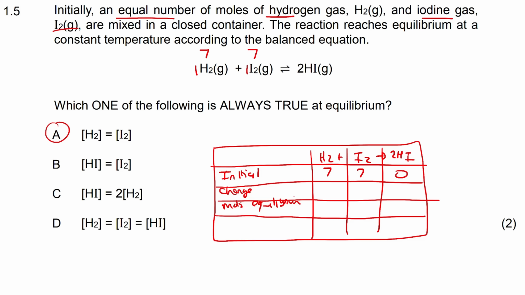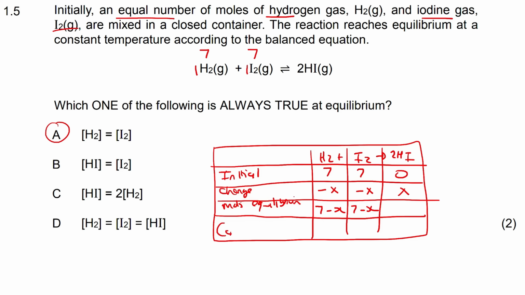Then, because they are in a 1-to-1 ratio, if this one goes down by X, then this one would also have to go down by X. Because for every 1 mole of this one that reacts, 1 mole of this one also reacts. So let's say the change is minus X. Okay? So then how many moles would you have left over at equilibrium for the hydrogen? Well, it would be 7 minus X. And for the iodine, it would also be 7 minus X. So at equilibrium, they are actually saying concentration over there.